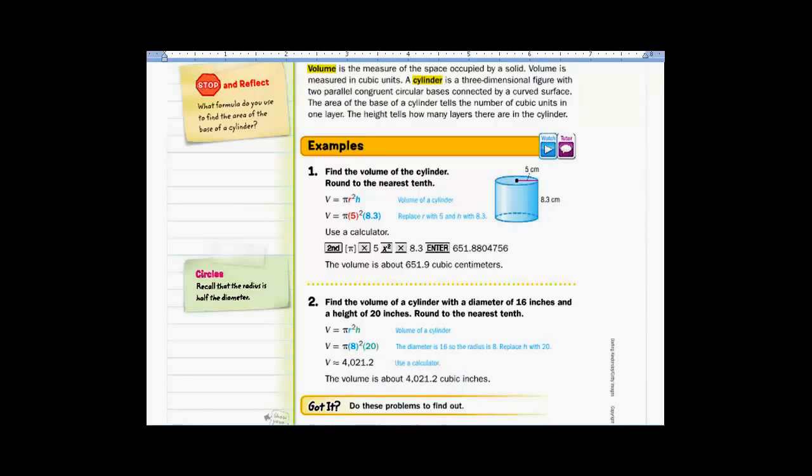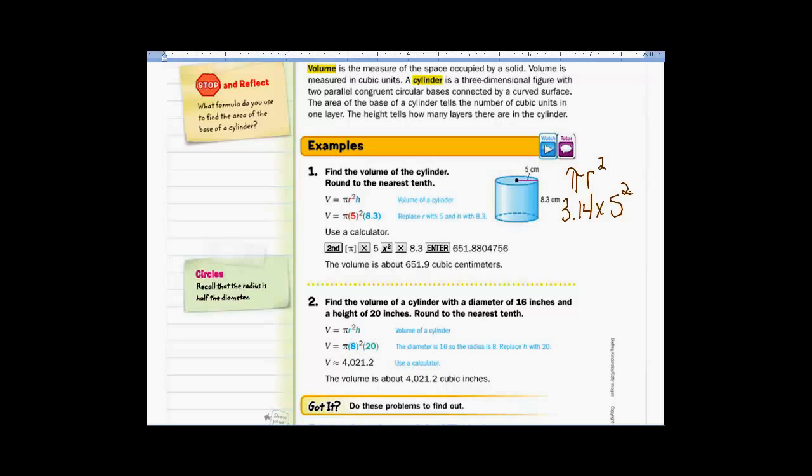Find the volume of the cylinder, round to the nearest tenth. So area of the base, it is a circle with the radius of 5 centimeters. So pi times radius squared, pi 3.14 times radius squared, 5 squared. We're going to get that answer.